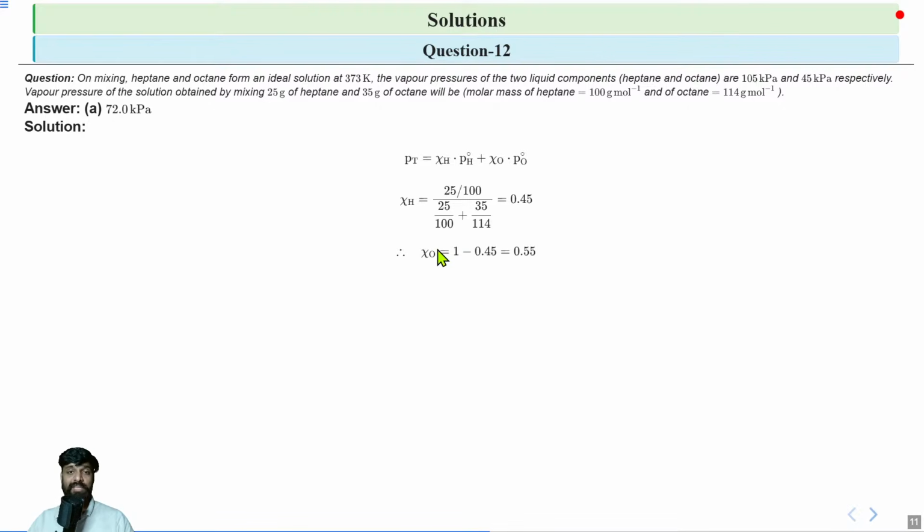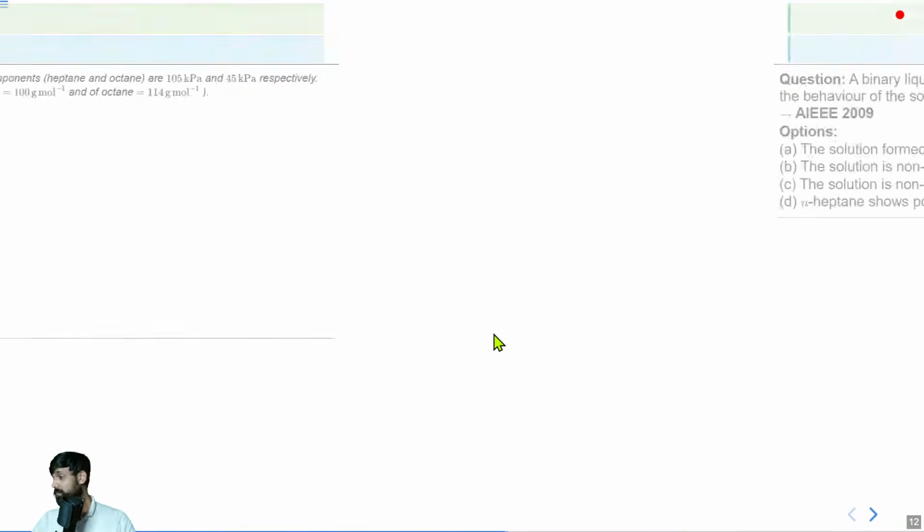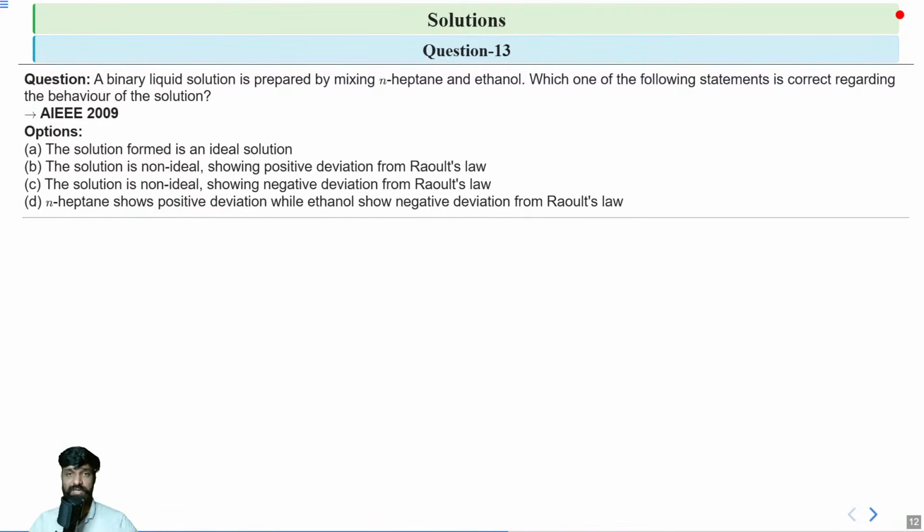Now, you can calculate the mole fraction of octane by simply subtracting 0.45 from 1. You will get 0.55. After that, we can put it back in the first equation. So 0.45 into 105 plus 0.55 into 45. This will give your total pressure as 72 kilopascal. Okay, easy to do. So this is our last question of today's class.